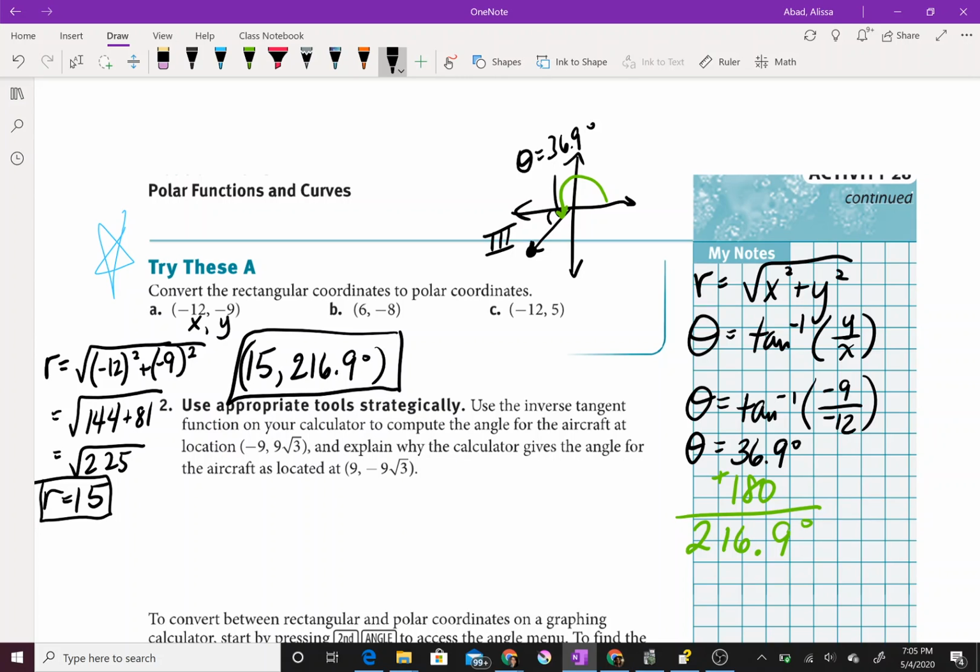Okay, so use these formulas, and then you can use this example to help you out with these problems with converting rectangular coordinates to polar coordinates.